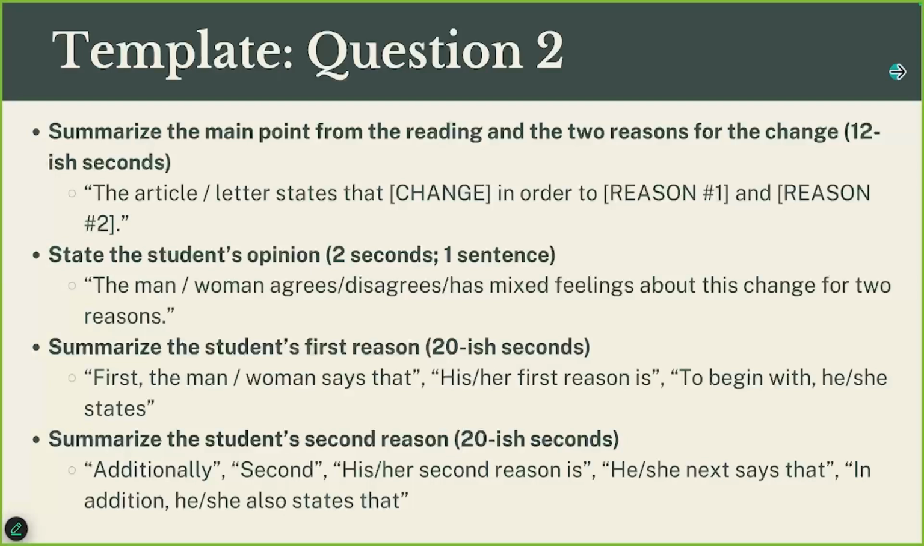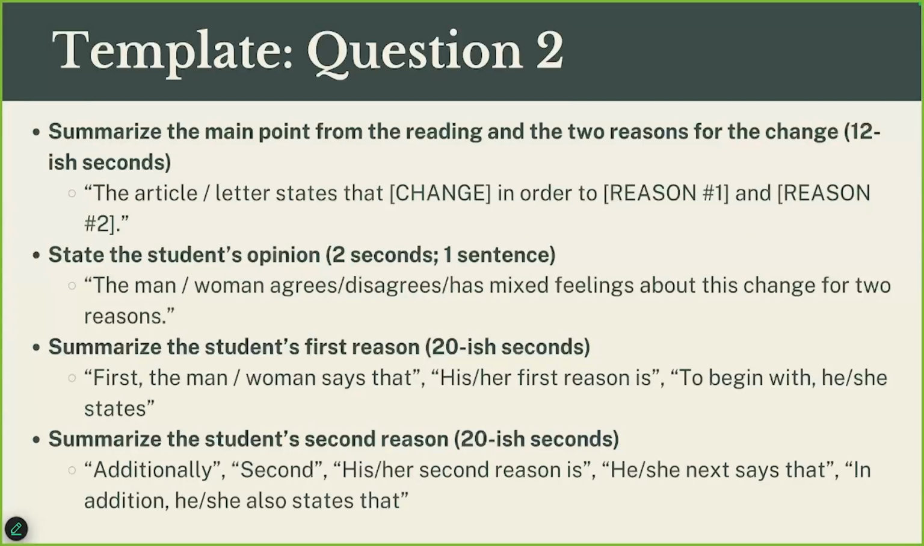So screenshot this one. Here's your template for question 2. First, you'll summarize the main point from the reading and the 2 reasons for the change. About 12 to 15 seconds here. The article or the letter states that, and then you have the change that it's proposing in order to, and here are the 2 reasons, reason 1 and reason 2. You know, there's a couple of ways you can say this. Try to say it in about 1 sentence.